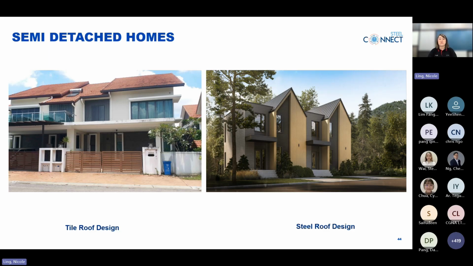Steel roofing, a lot of people will think that it's for factories and warehouses that always come with a flat roof design. But look at the semi-D home on the right. The standing seam steel roof with a sharp, modern design gives the house a fresher and more elegant feel. It helps the semi-D stand out.